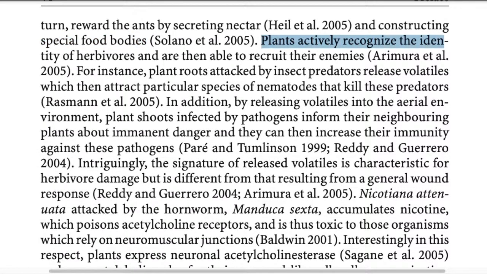Plants actively recognize the identity of herbivores and are then able to recruit their enemies. Wow, for instance, plant roots attacked by insect predators release volatiles, which then attract particular species of nematodes that kill these predators. In addition, by releasing volatiles into the aerial environment, plant shoots infected by pathogens inform their neighboring plants about imminent danger, and they can increase their immunity against these pathogens.